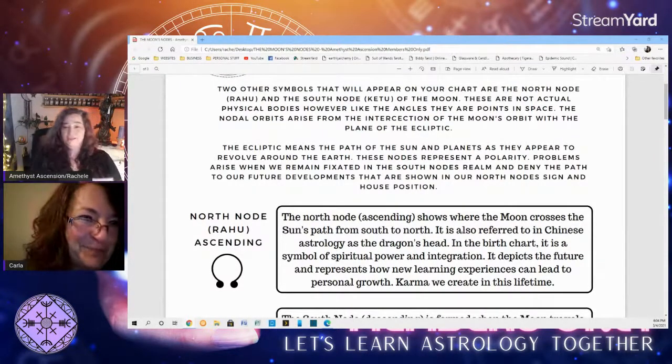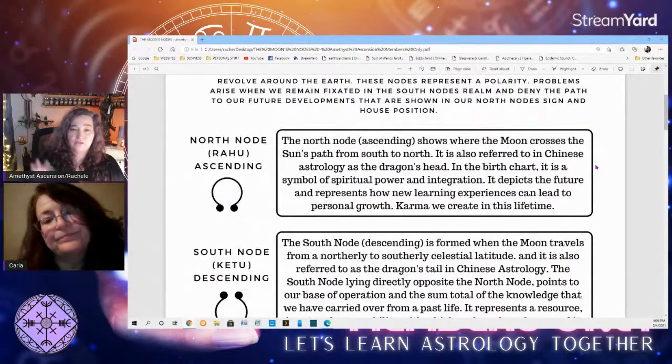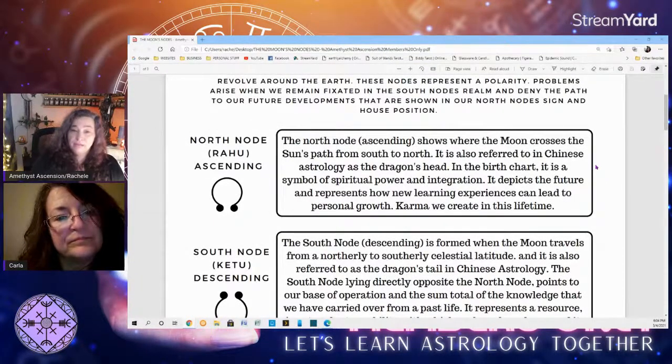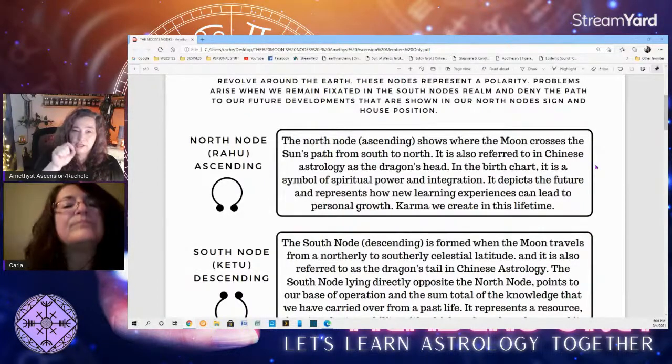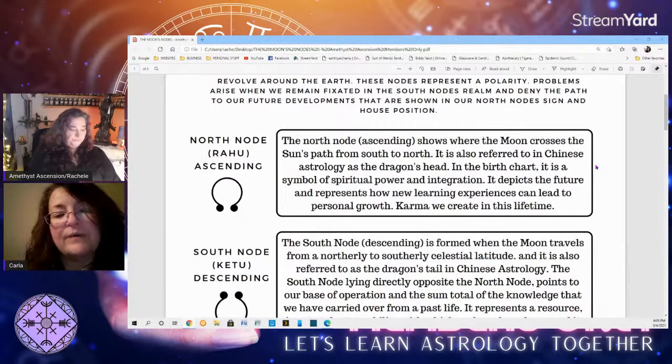All right. So the North Node. Sissy, do you want to read what the North Node is? And you can see off to the left, I have put what the sign looks like. Sometimes it's not going to show that the little circles are filled in. They're going to look empty, I think, most of the time. And this is a sign that shows ascending. And in Vedic, it is named Rahu.